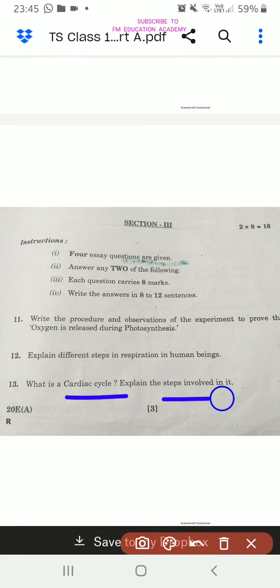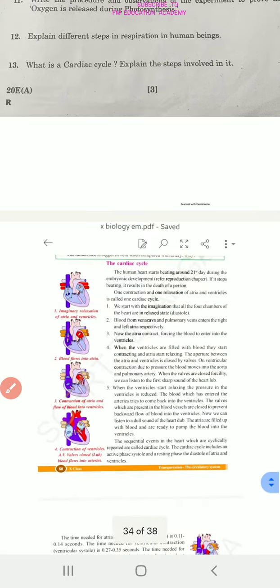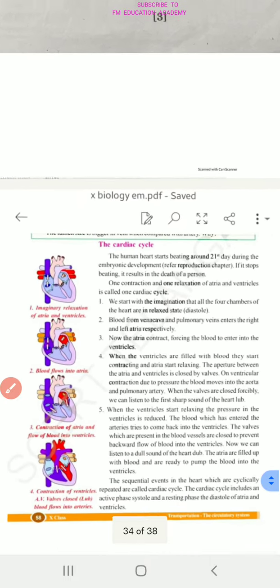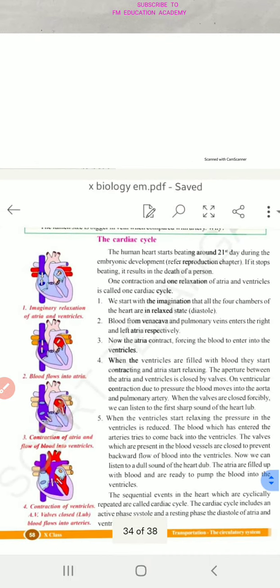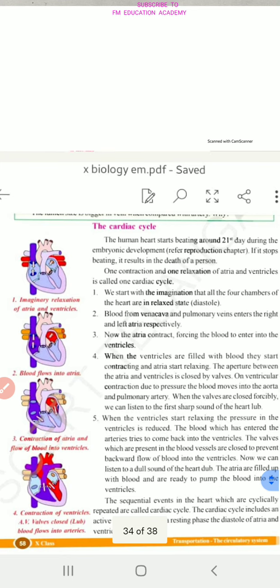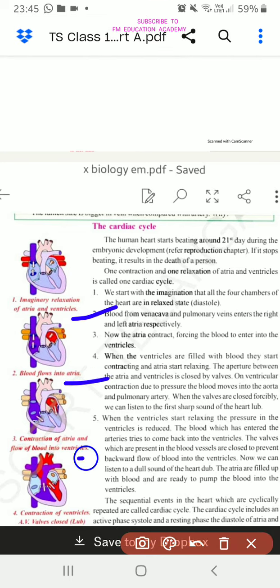Next 13th question is, what is a cardiac cycle? Explain the steps involved in it. So this is our cardiac cycle. Okay, you should write all the points. It is on page number 58 of the textbook. Totally 5 points are there which explain the steps. You can also draw the diagrams.